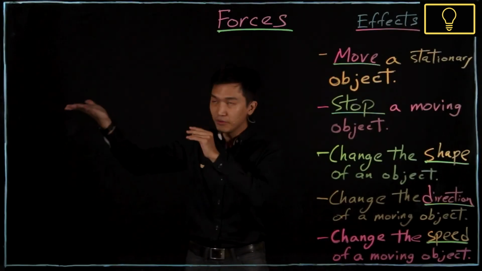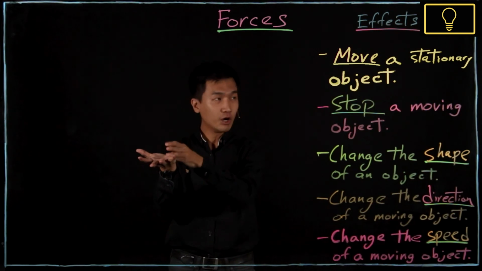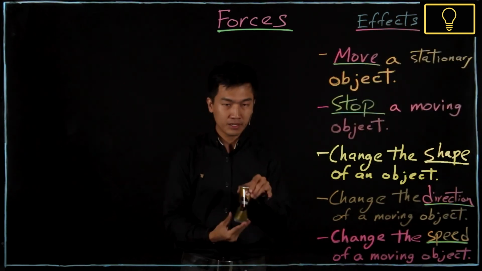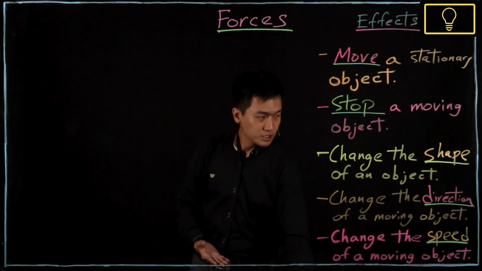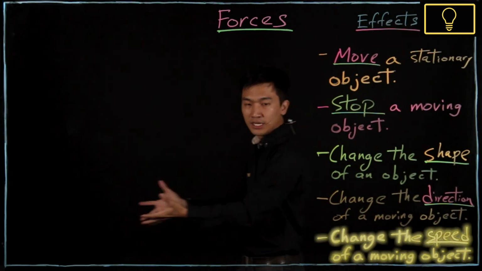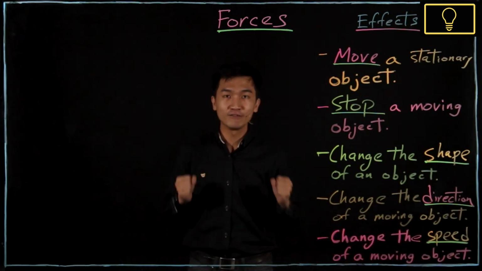Right. So in summary, a force is able to move a stationary object, stop a moving object, change the shape of an object, change the direction of a moving object, and change the speed of a moving object. And these are the effects of the forces.